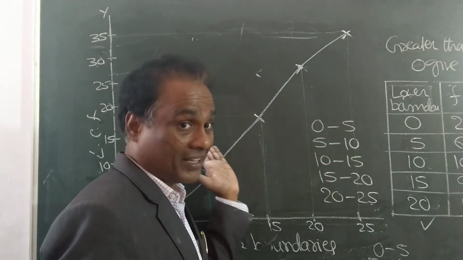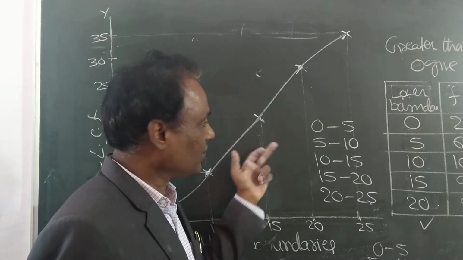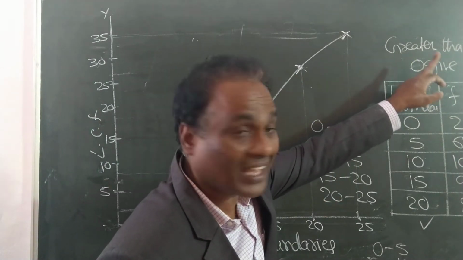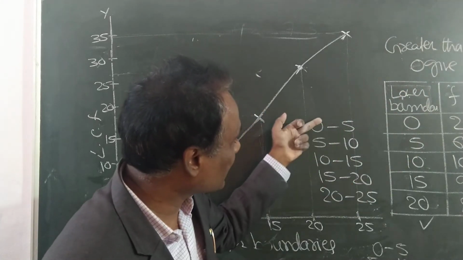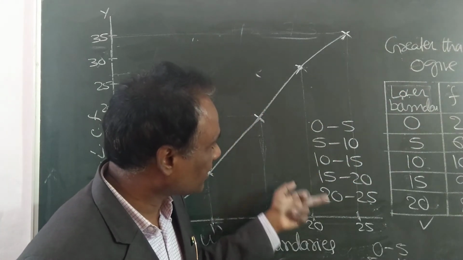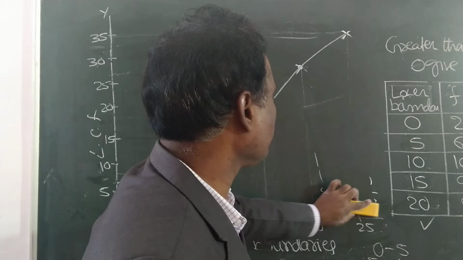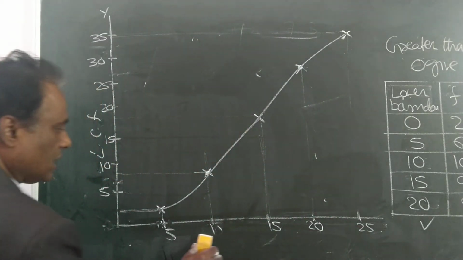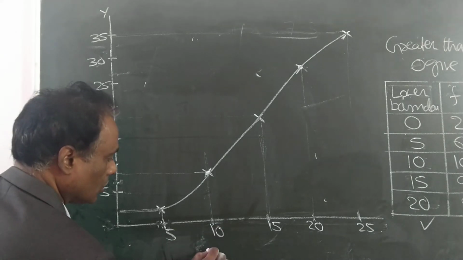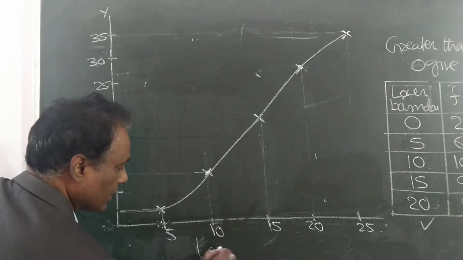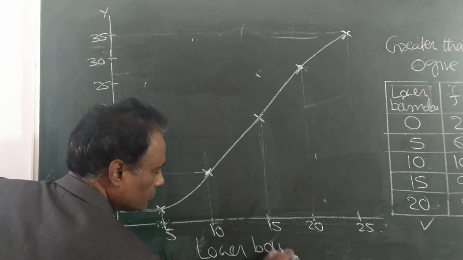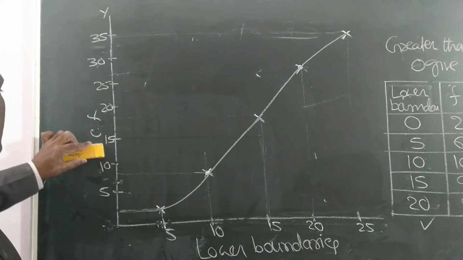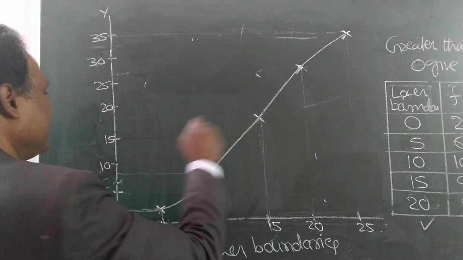The class intervals we prepared previously. For the previous less than ogive curve I took upper boundaries. For the greater than ogive curve we have to take the lower boundaries 0, 5, 10, 15, 20. So now another diagram. Lower boundaries, and here instead of LCF, GCF.